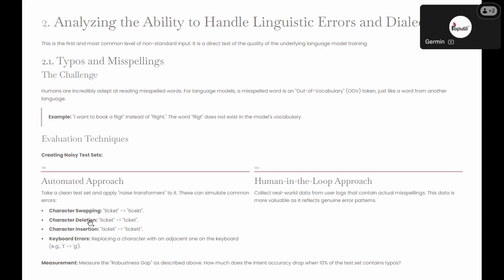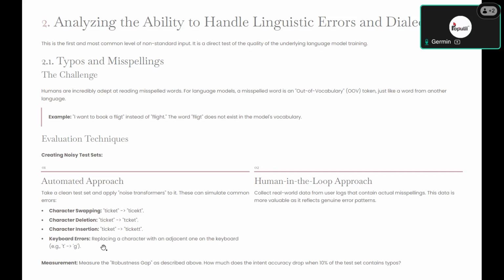So, for example, they might do things like character swapping, changing the order of letters, like ticket becomes ticket, but with the order of letters changed. They may do character deletion, removing one letter like that. And character insertion, adding an extra letter like the T here. And finally, keyboard errors. They might replace a letter with one that's next to it on the keyboard. For example, replacing T with G.